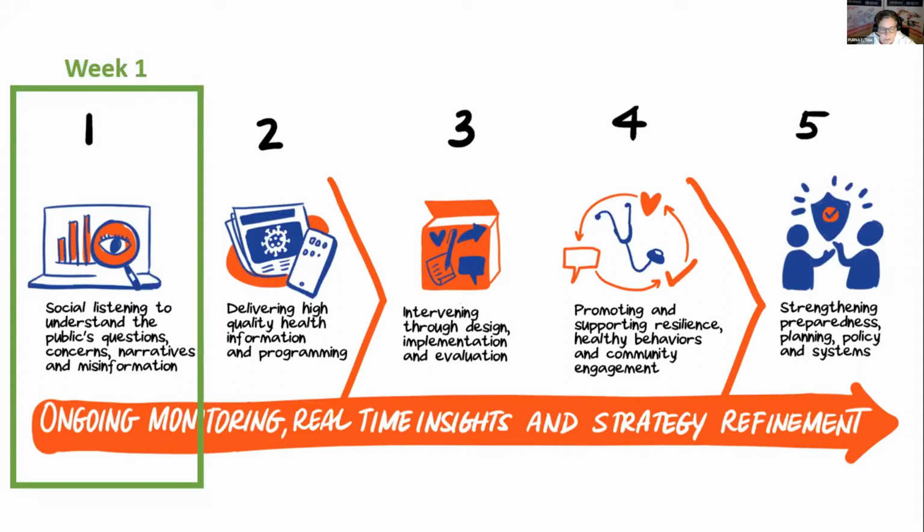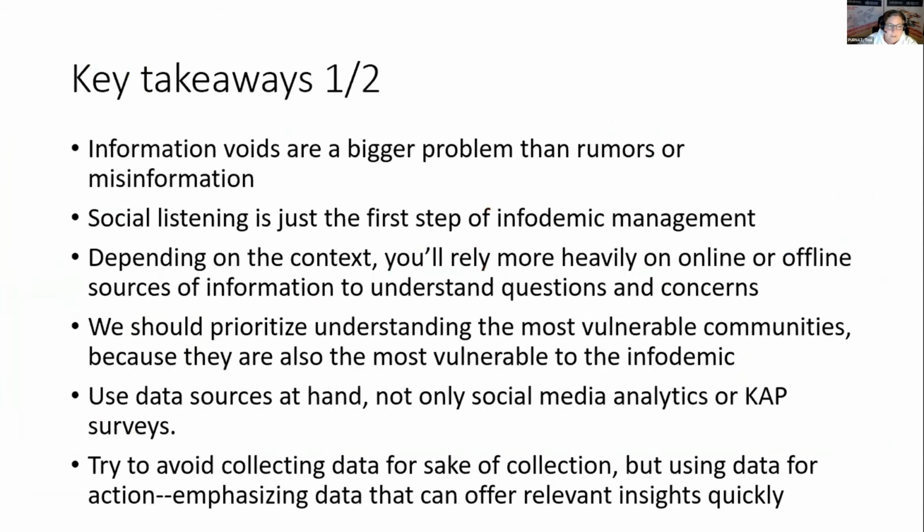There was quite a good discussion on Slido about this. What do you do if communities are completely offline, etc.? Well, then you need to adapt your research strategy, the way that you identify their concerns, differently.